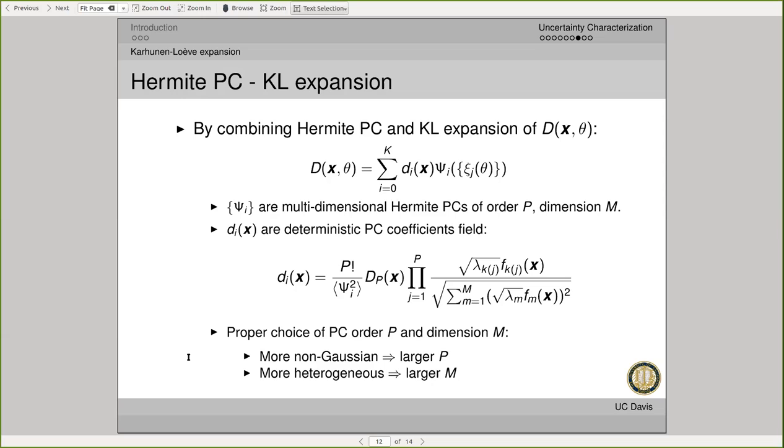One of the very important notes here is that you need to properly choose the order of the polynomial chaos and the dimension of the KL expansion. Generally speaking, if you have a more non-Gaussian marginal distribution, or a relatively large variance of your marginal distribution, you need to choose a larger Hermite PC order. And if you have a more heterogeneous random field, or a very short correlation length in the correlation structure, you need to choose a larger dimension when you perform the KL expansion.